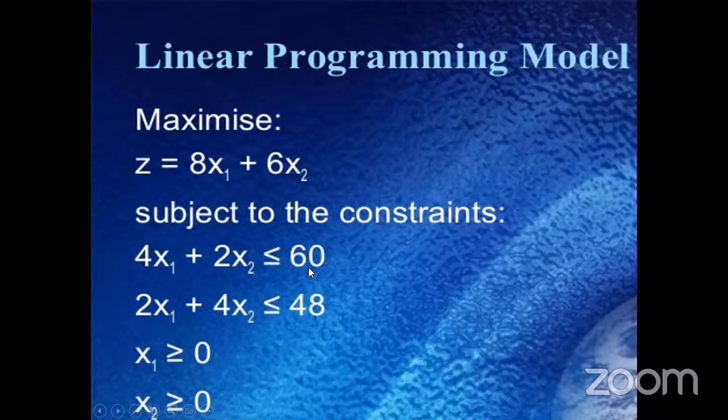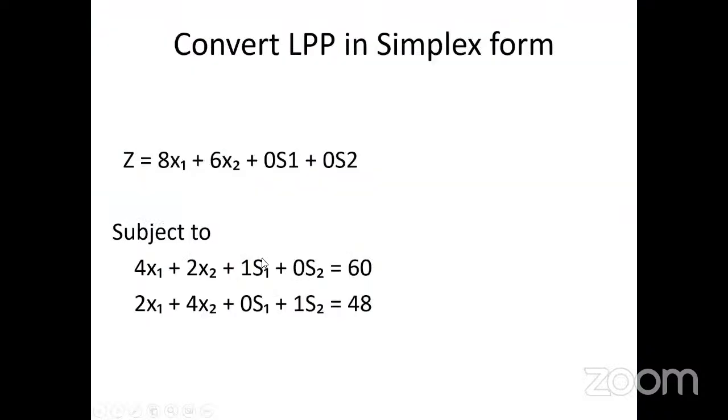To convert inequalities into equalities in the simplex method, what do we do? Add slack variables, not artificial ones. Here you can see 4x1 plus 2x2 plus 1s1 equals 60. I'm adding 0s2 as well, because we have to write the basic simplex table easily. So we need to add in this way.